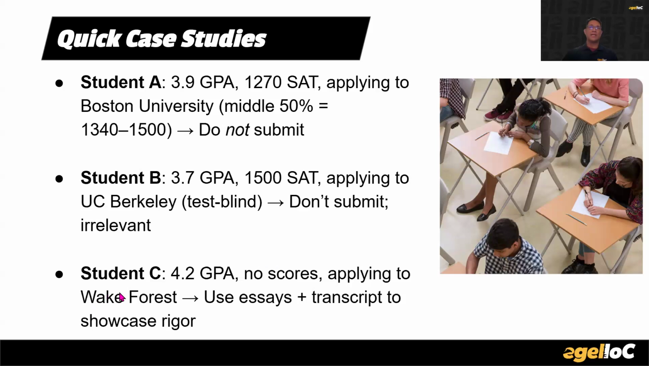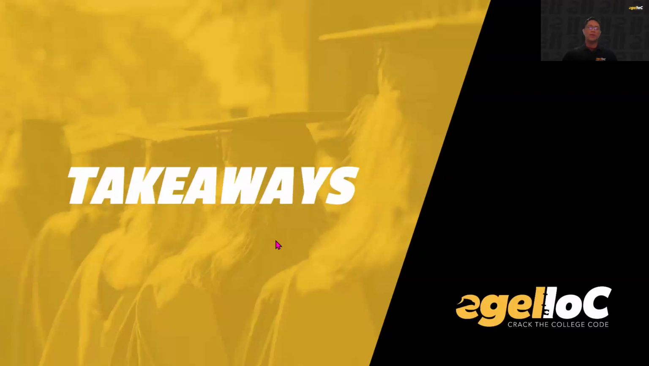But if we talk about student C, 4.2 GPA, they don't have any scores and they're applying to Wake Forest. Then how are you going to show that you should be a student there? You're going to use, as I mentioned, the essays, your transcript to showcase rigor, and your extracurricular activities. So those are the different quick case studies on when and when not to submit.